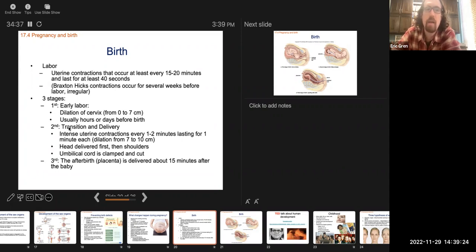Okay. Second stage of labor is called transition and delivery. Okay, so this is where we see pretty dramatic, intense contractions of the uterus. These contractions are coming pretty often, about once every 1 to 2 minutes, and they last about 1 or 2 minutes. So they're very long, prolonged contractions, and they're happening pretty frequently. We also see that the cervix is open, it's dilated more than 7 centimeters, 7 to 10 centimeters. So that's something like this, right?